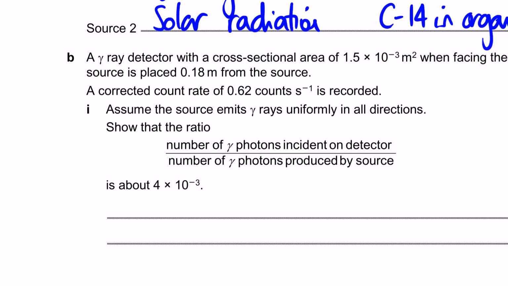Next, we're talking about a gamma ray detector with a cross-sectional area. It talks about the corrected count rate. Assume that this source emits gamma rays uniformly in all directions. Show the ratio of the number of gamma photons incident on the detector to the number of gamma photons produced by the source is about 4 times 10 to the minus 3. So what we're looking at here is the ratio of the detector to the surface of the sphere.